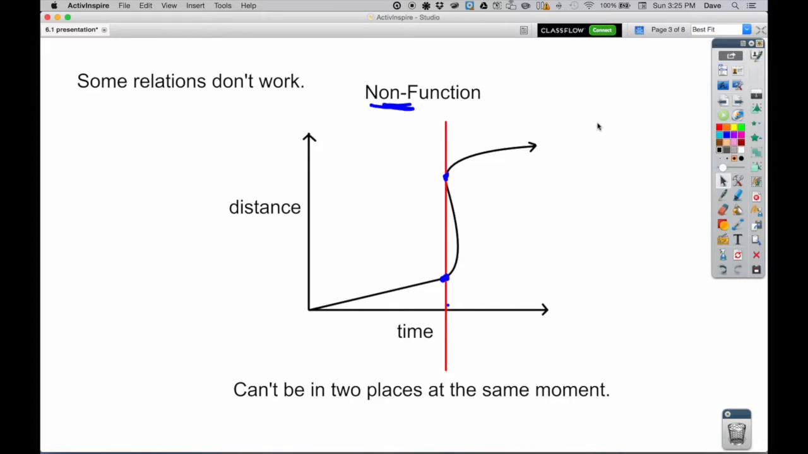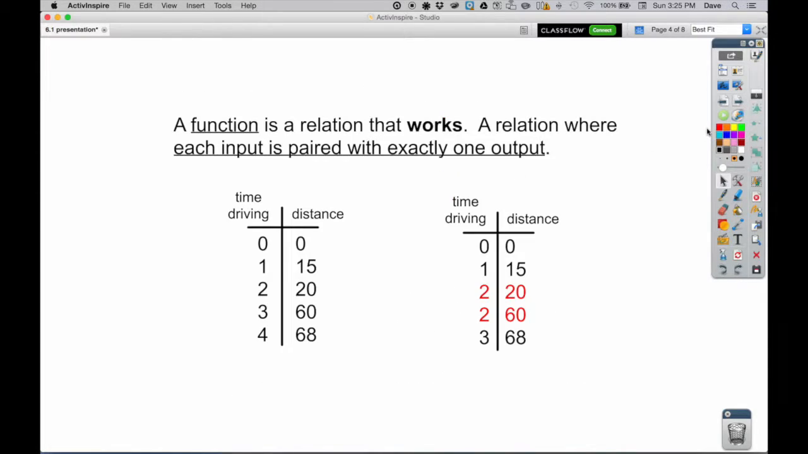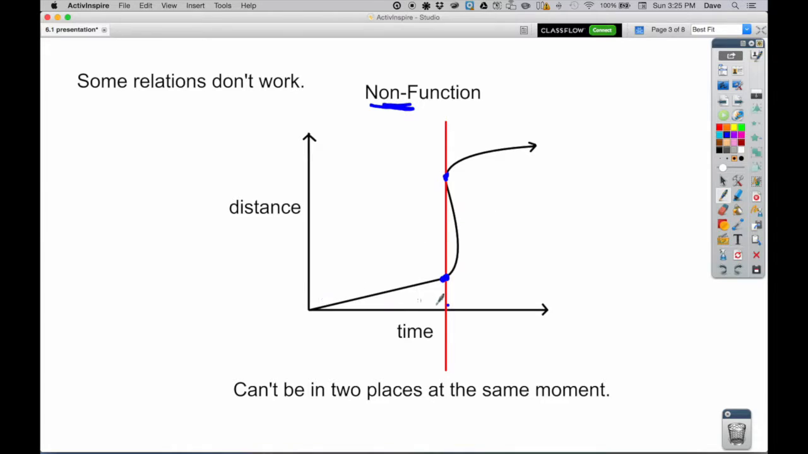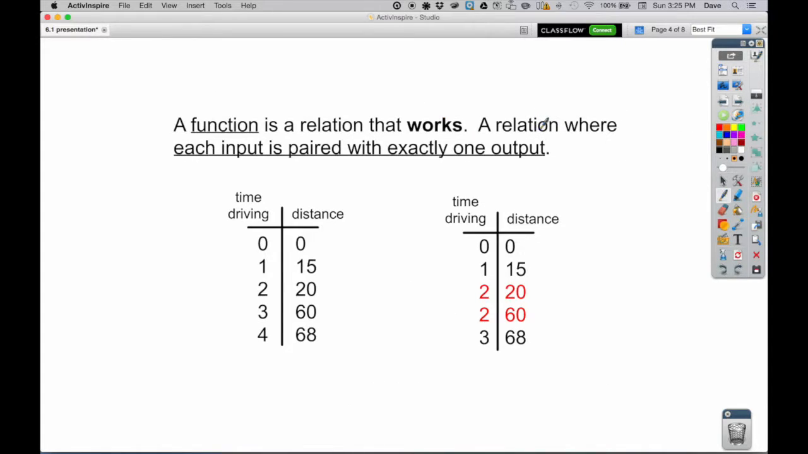So I guess what I'm getting at is a function is something that works in the real world. Here's the textbook definition: a function is a relation that works, a relation where each input is paired with exactly one output. The reason they have this as the definition is exactly why I brought up this example. Here the input was this time, let's say hour 8, and this one input spit out two different outputs, which doesn't make sense. That's why we have this definition: a relation where each input is paired with exactly one output is a function.